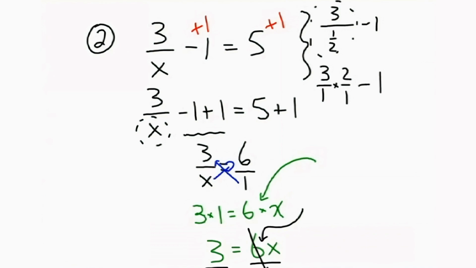And 3 times 2 is 6, and 6 minus 1 is 5. And we see that 5 is on the right-hand side of this equation. So indeed, x does equal 1/2.